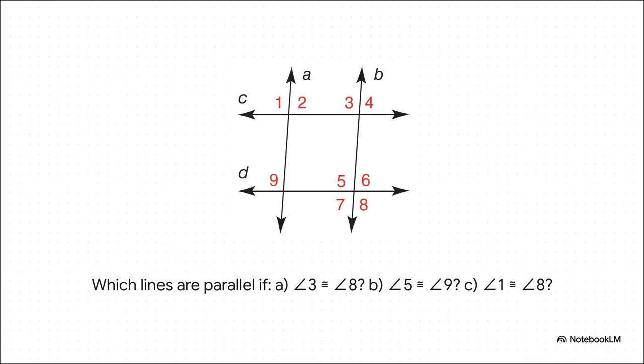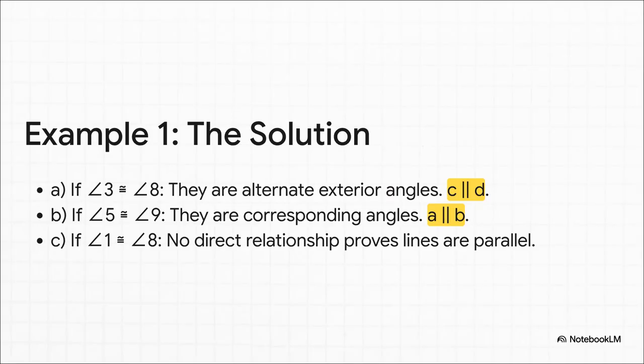Okay, check this out. It's kind of like a puzzle, right? We've got this grid of lines and a whole bunch of angles. For each part of the question, the real challenge is twofold. First, you've got to figure out the relationship between the angles they give you. And second, you have to pinpoint exactly which two lines and which transversal are creating those angles in the first place. All right, let's break this down. For part A, we're looking at angle 3 and angle 8. If you look closely, they're on the outside of lines C and D and on opposite sides of transversal B.